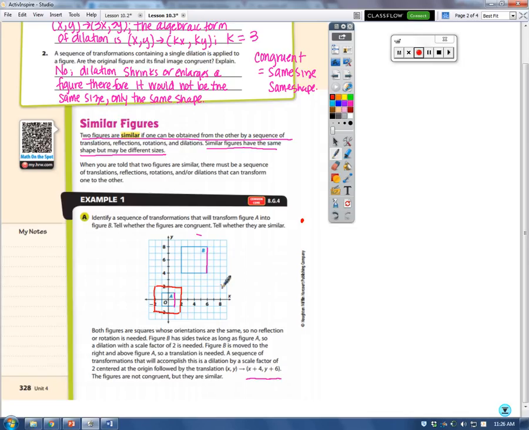And then, let's say this point to this point, we have to go 1, 2, 3, 4 right, and 1, 2, 3, 4, 5, 6 up. So dilated by 2, and then translated 4 right and 6 up. So that would be (x, y) goes to (2x, 2y), and then (x, y) goes to (x plus 4, y plus 6). That would be our sequence of transformations for that one.